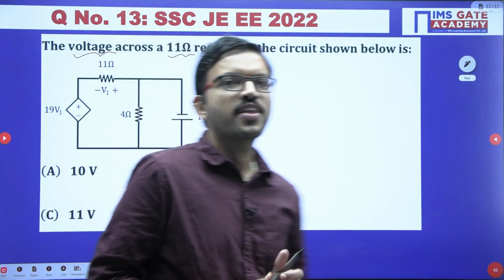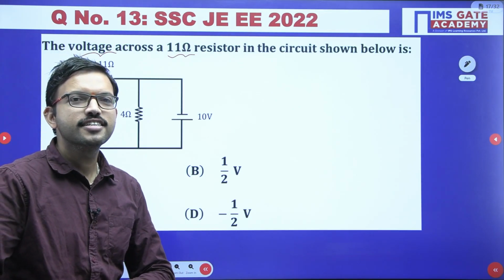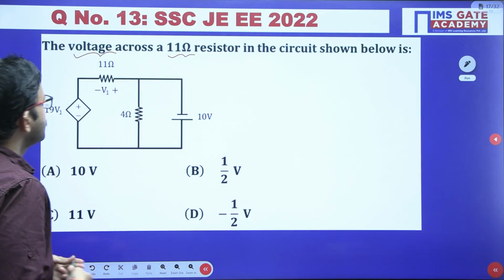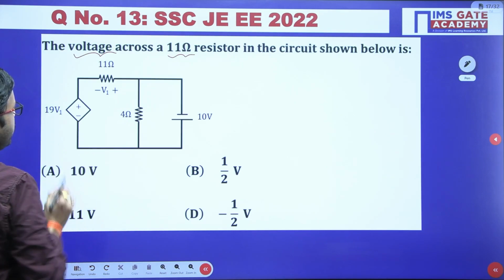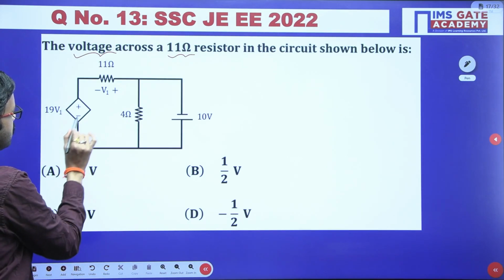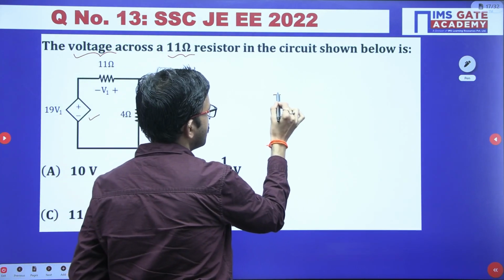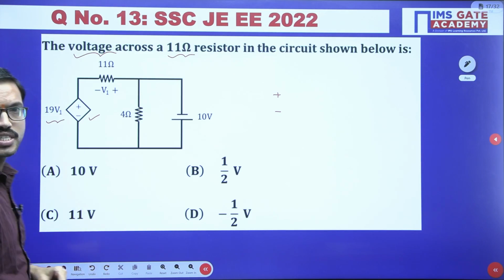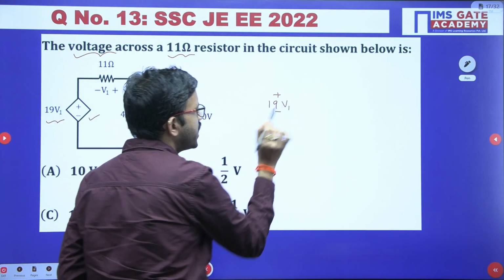What answers are you getting? All of you can mention in the comment section. Just observe this question carefully. Here you have one voltage source. Instead of drawing the circuit, I am representing the voltage value you have, 19 V1. You have 19 V1.